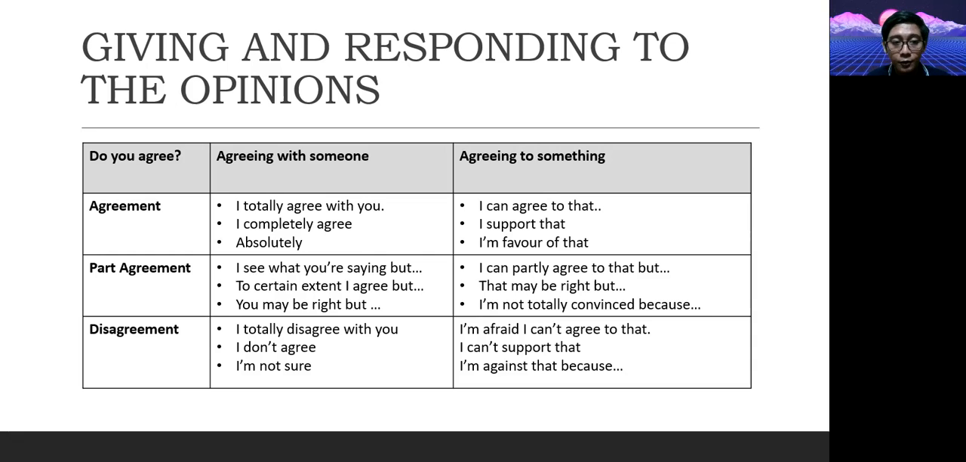The next one is disagreement. So when you disagree with someone's or something's opinion, you can use these expressions. For disagreeing with someone: I totally disagree with you, and then I don't agree, and then I'm not sure. For disagreeing with something, we can use: I'm afraid I can't agree to that, and then I can't support that, and then I'm against that, because those are the expressions of disagreement to someone or something.